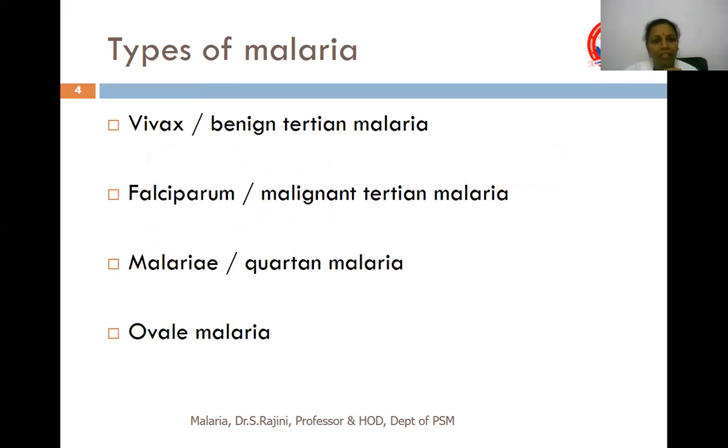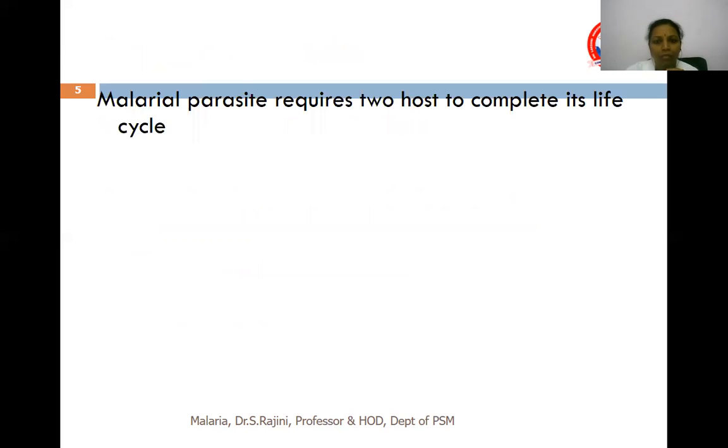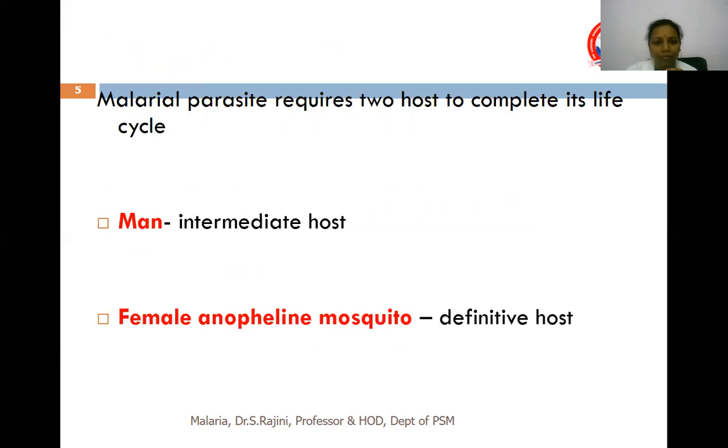So what are the types of malaria? We have 4 types of malaria: vivax, falciparum, malariae, and ovale. So these are all the 4 types of malarial parasites which are transmitting the infection. The malarial parasite requires 2 hosts to complete its life cycle. So it needs a man and a mosquito to complete its life cycle. Man is the intermediate host, and the female Anopheles mosquito is the definitive host.